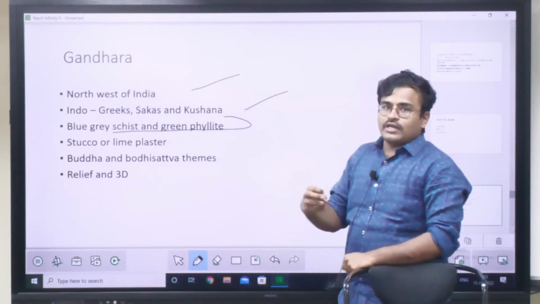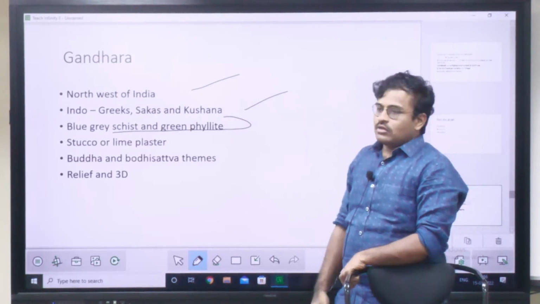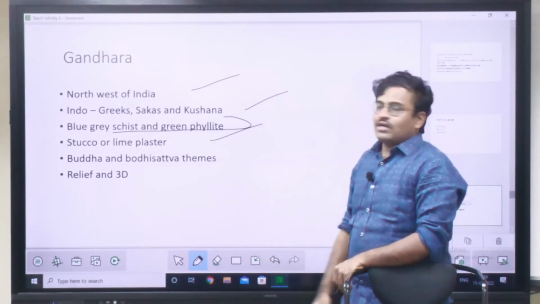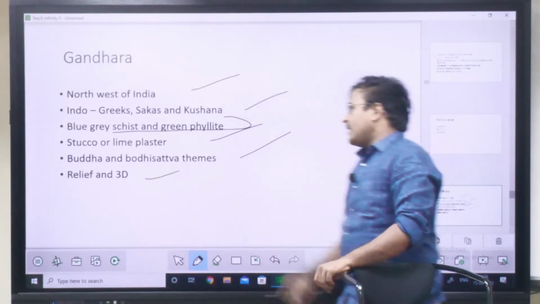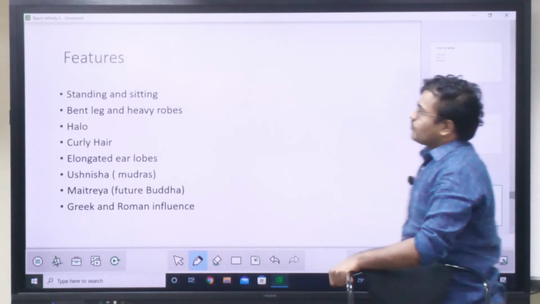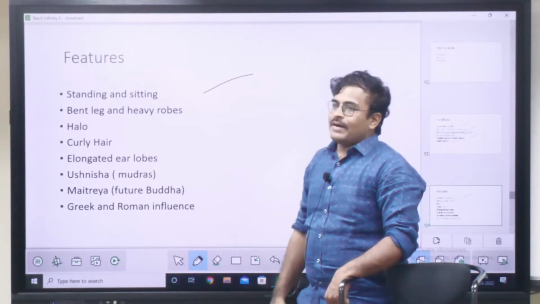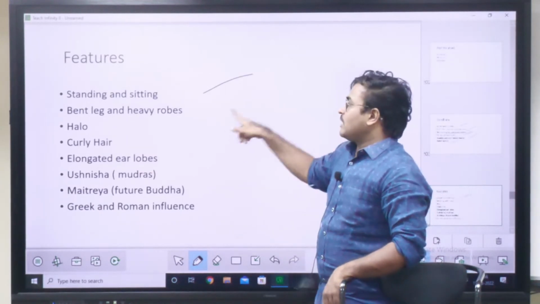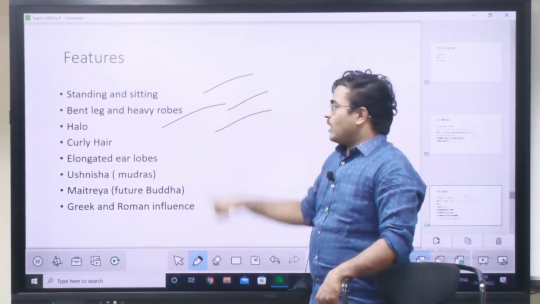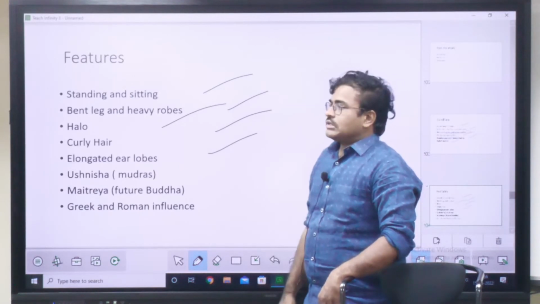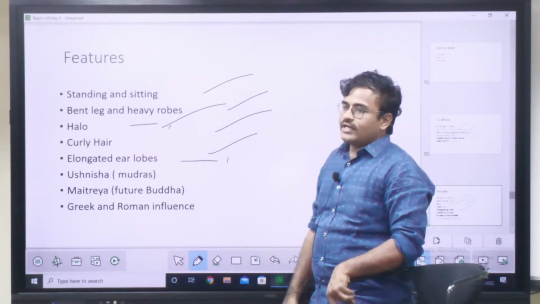Blue-grey schist looks a little bit of a blue color. Then the green phyllite images come off in green color. Then stucco and lime plaster images are also made by them. Buddha and Bodhisattva themes they mainly selected, and they had both relief and 3D sculpture. Buddha is shown in standing and sitting positions, usually with bent legs and heavy robes. He has been given a halo, curly hair, and elongated earlobes. Halo is for the glow of Buddha, and elongated earlobes signify his royalty.